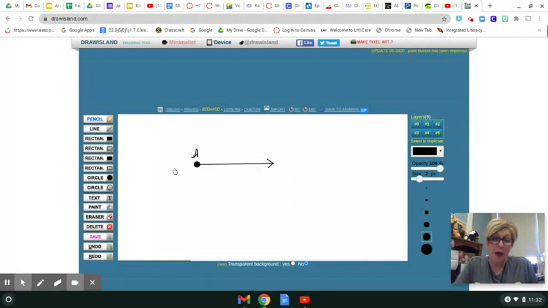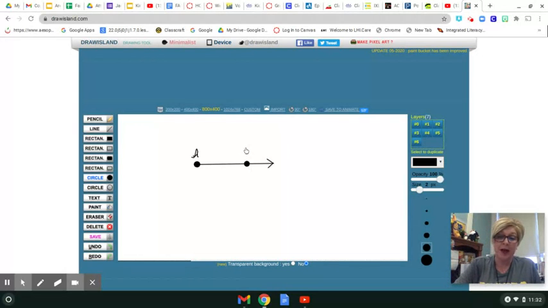Now, a ray must have two points that sit on it. The first one is at one of the ends. The second one is somewhere on the ray itself. So I'm going to label this, I would label this point B. And then I would call this ray AB.